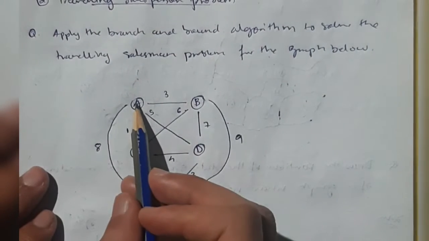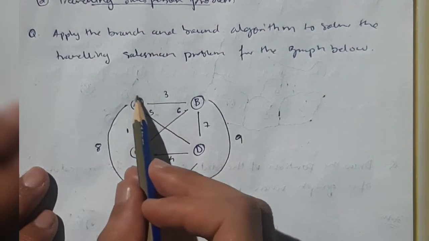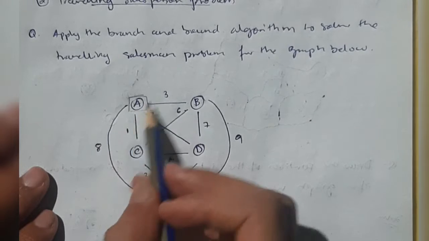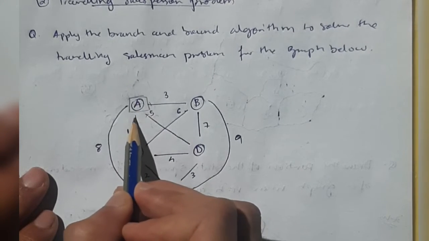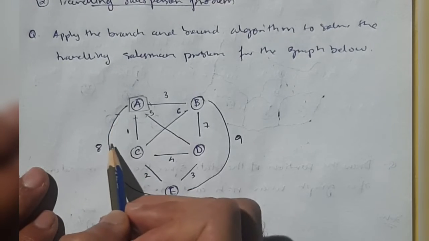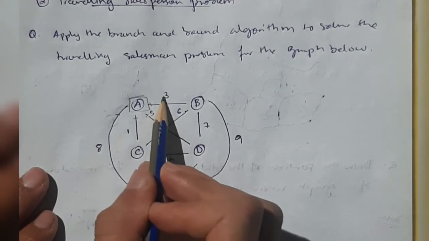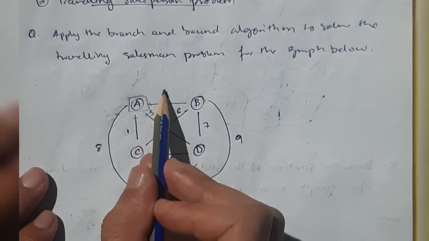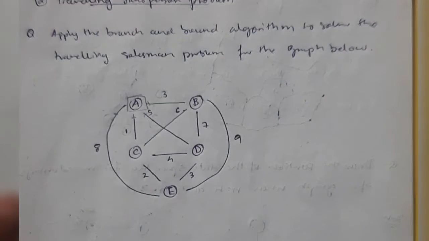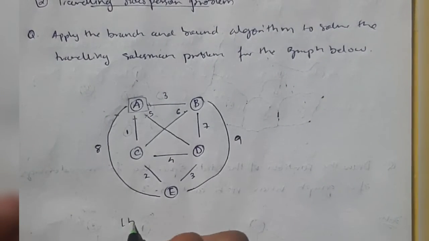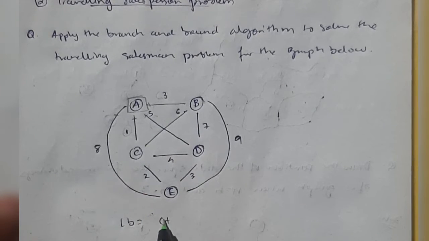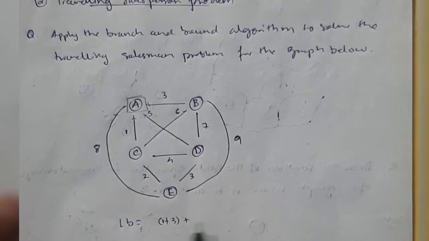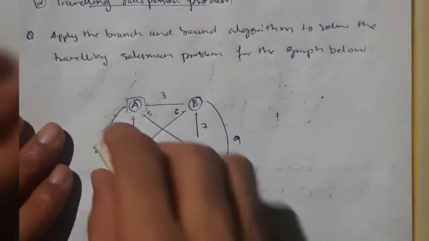Since A is the source vertex, I'll be taking first A. In A's connections, this is there, this is there, this is there, and this is there. What are these numbers? 8, 1, 5, and 3. The least two are 1 and 3, right? So what I'll be writing here is LB, that is lower bound, is equal to 1 plus 3. Okay. Then in the same way, select for the next one, which is B.